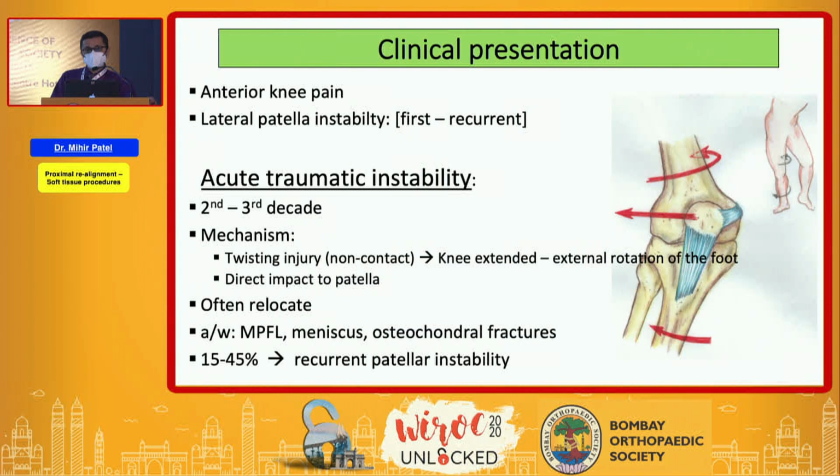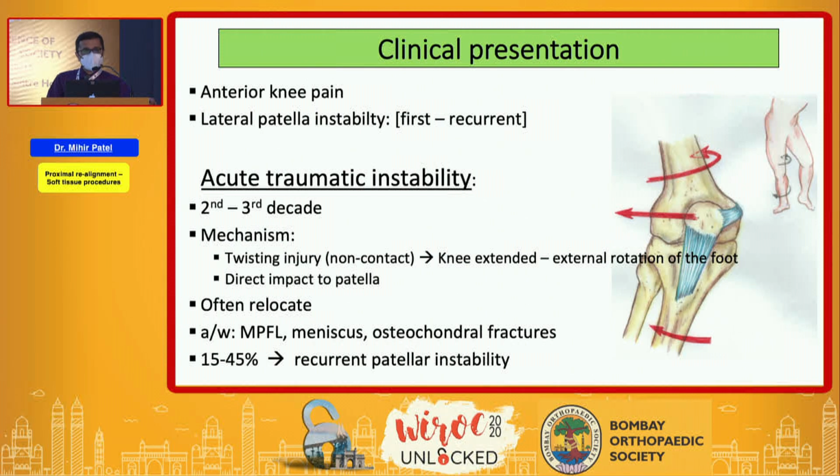So as I said, clinically, patellofemoral maltracking can present as simple anterior knee pain, and the other end of the spectrum will be lateral patellar instability. Acute traumatic instability is most commonly seen in the second and third decade. It commonly occurs in an extended knee where the tibia goes into external rotation, so the tibial tuberosity is pushed laterally, or it can occur because of direct impact to the patella. Most of the time it relocates again.